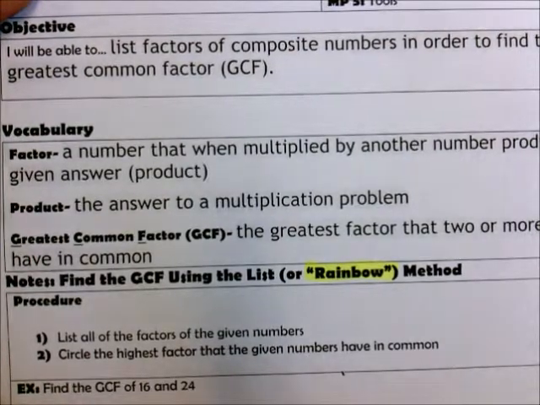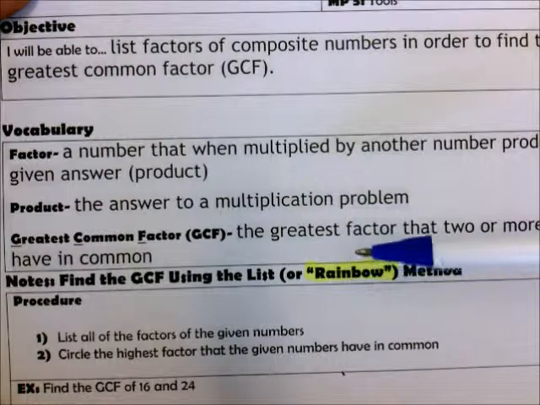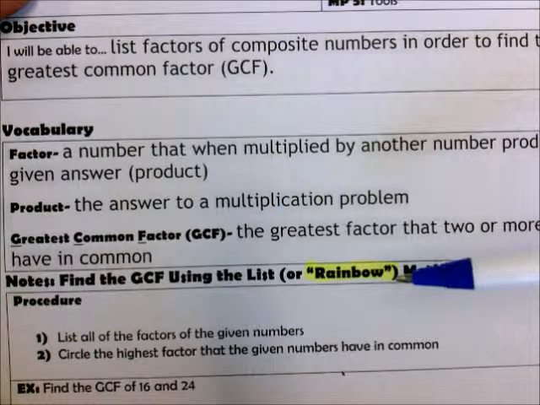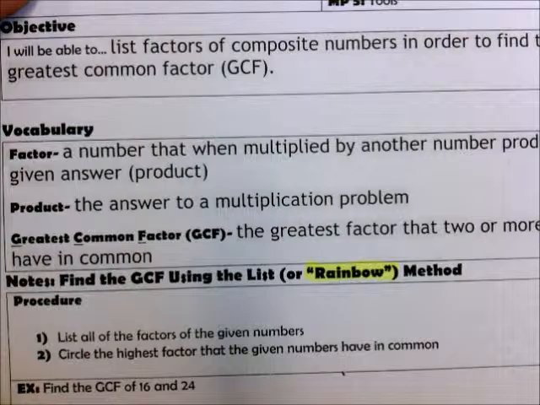Now if we look down here, the method that we're going to use is called the list method or the rainbow method. The way I like to call it is the rainbow method because it's very specific to the GCF. When we get to doing the LCM, the least common multiple, that has its own method, and it's very unique to the LCM. The rainbow method is unique to the GCF.